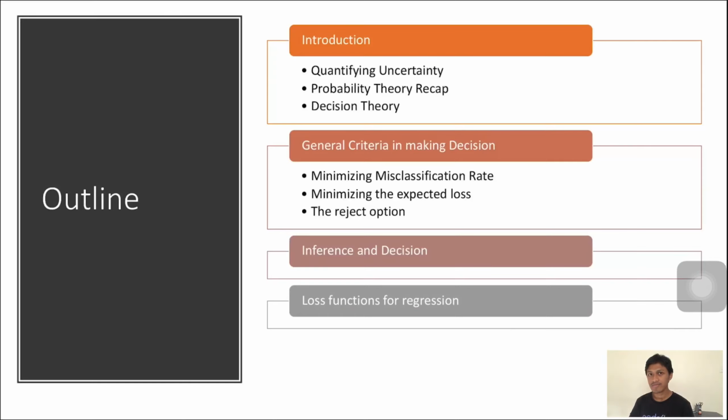After that, I want to discuss inference and decision, which in decision theory will be broken down into two: inference and decision. Discuss how to approach this kind of method. And the last one is the loss function in regression.